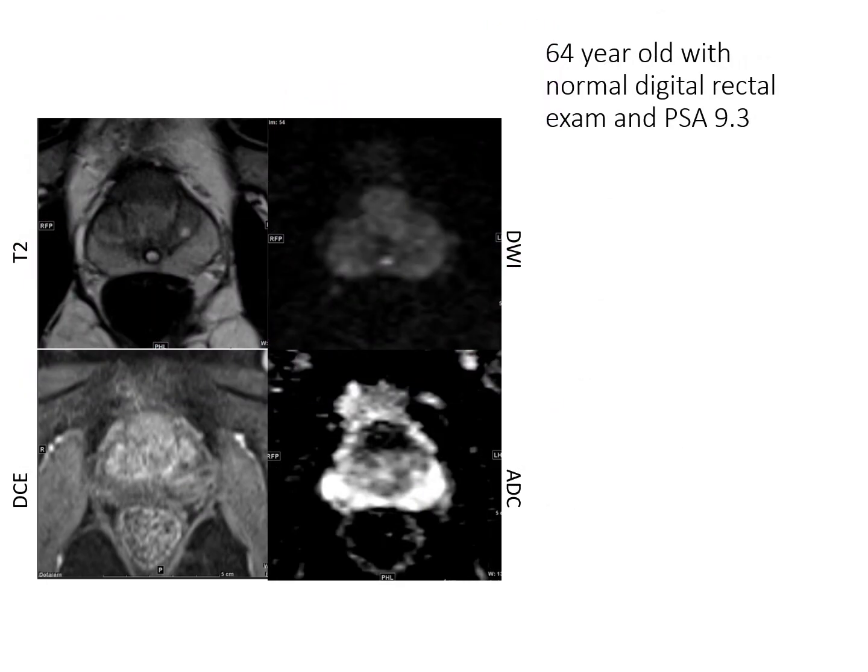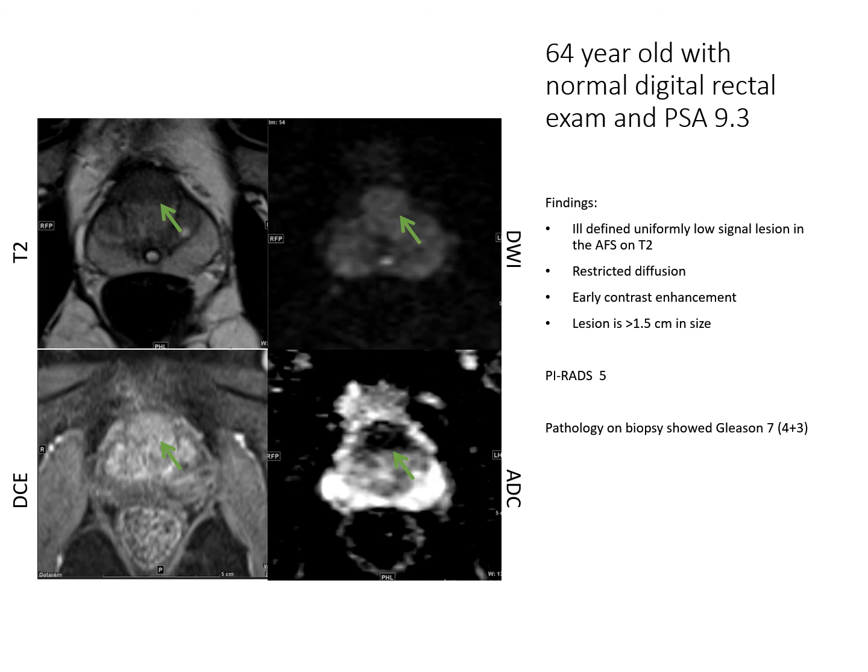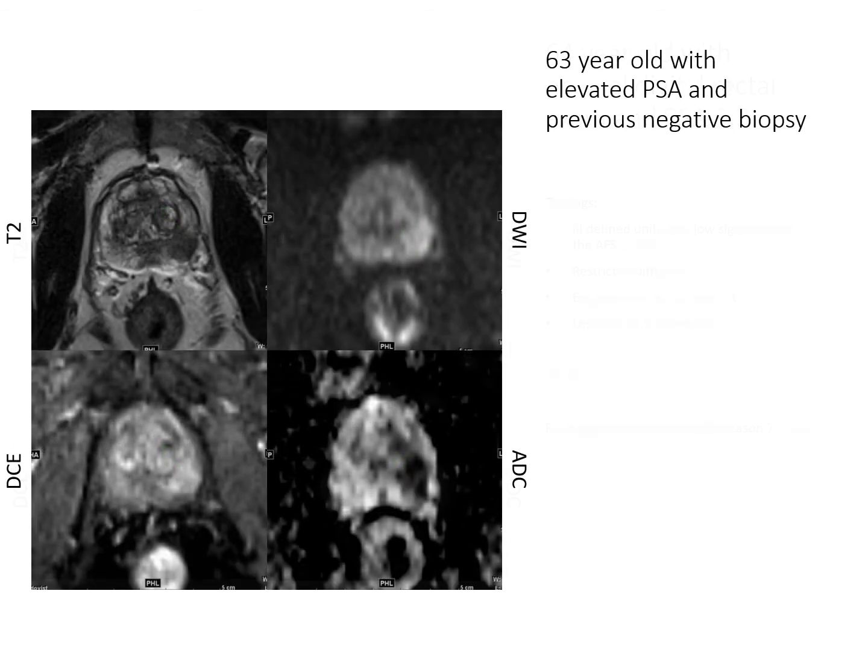This is another case where I think it's a similar concept. So you've got a lesion anteriorly in the gland. This is the anterior fibromuscular stroma. Okay, so you've got low signal on T2. You've got restricted diffusion because it's low signal on the ADC and some enhancement there. Okay, so again, this is also positive. PIRADS 5 and it's positive.